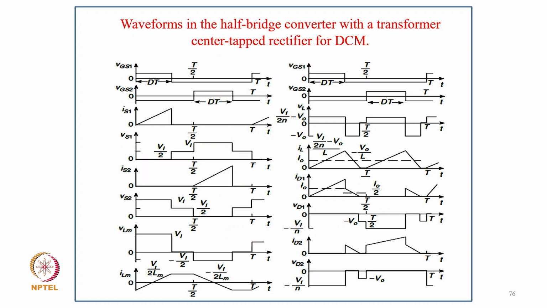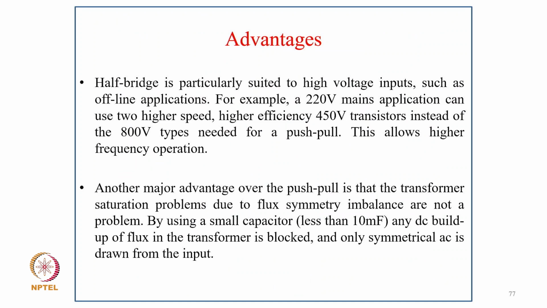Of course, during the whole period, you can see how the different parameters vary: the gate signals of the first and second devices, as well as the primary current and primary voltage, secondary current, inductor voltage, inductor current, also diode voltage, diode current, and all parameters.